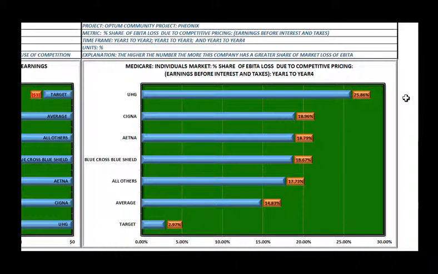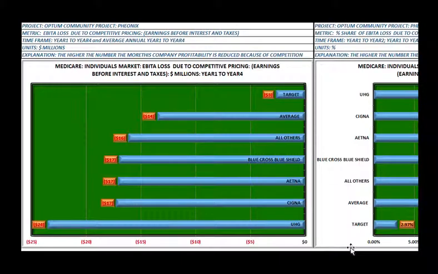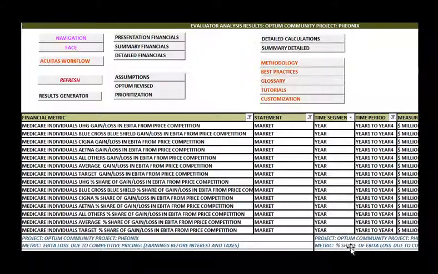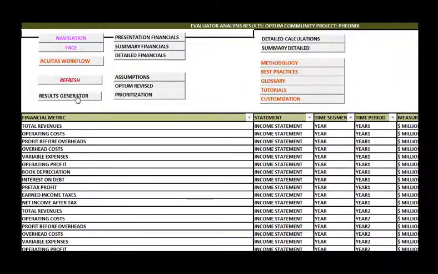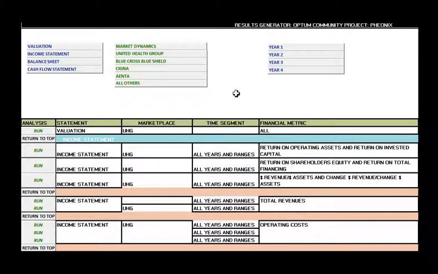This concludes the demonstration of the extent to which competitive pricing reaction to potential declines in percent share of total physical units market results in losses in EBITA for competitors. The next few charts focus specifically on the impact on UHG.